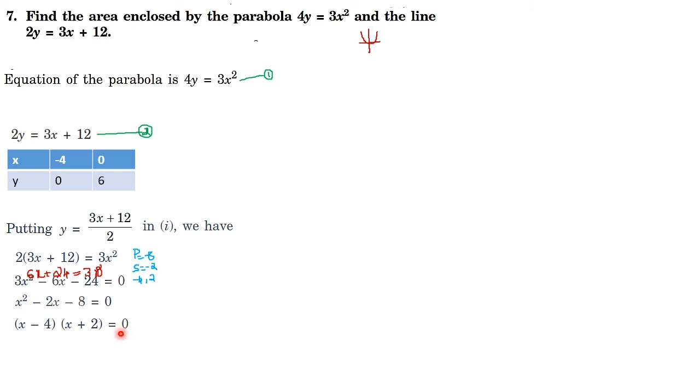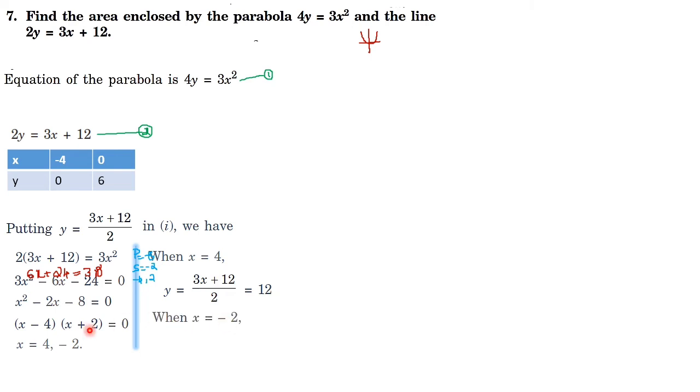So x minus 4 into x plus 2 is equal to 0. So x can be 4 and x can be minus 2. X values we have got. Now when we put these x values into the y equation, we can get the y values as well. So when x is equal to 4, y is equal to 3x plus 12 by 2. Then when we put 4 into 3, 12. 12 plus 12 is 24. 24 by 2 is 12.